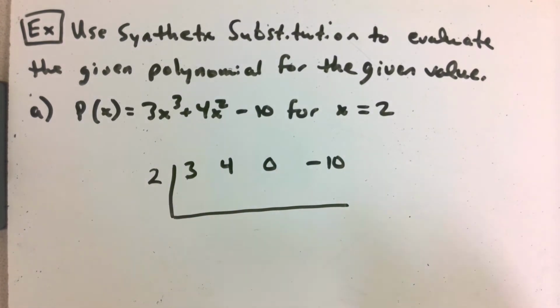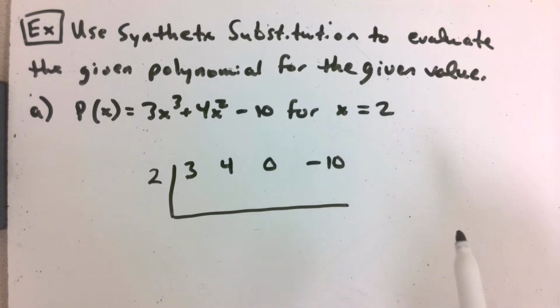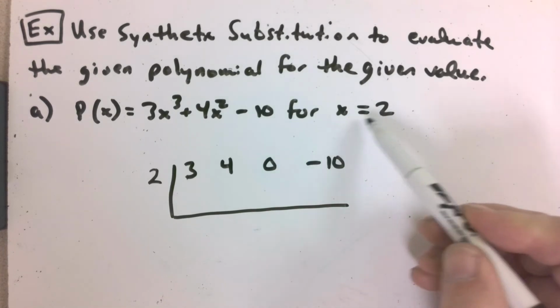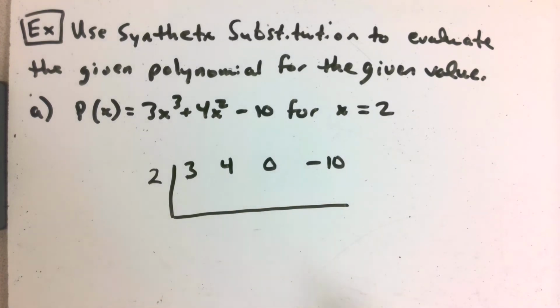Usually when you do synthetic division, you're dividing by a polynomial, x plus a number or x minus a number, which you would set equal to 0 and then solve. This is already solved for x is equal to 2, so we just use the number 2 out in front.